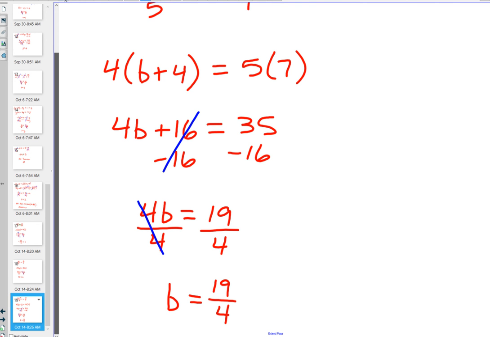B is 19 over 4. What we're trying to do is isolate the variable, and I did that. We isolated it. We so happy. Happy, happy, joy, joy. Any other questions there? So that is enough now to cover the entire week's worth of assignments.